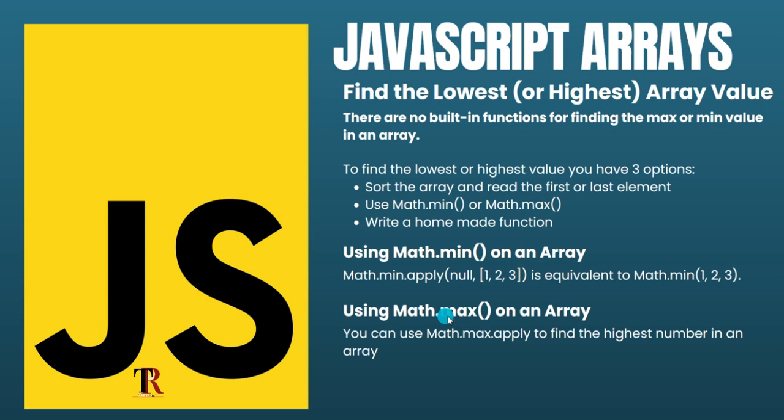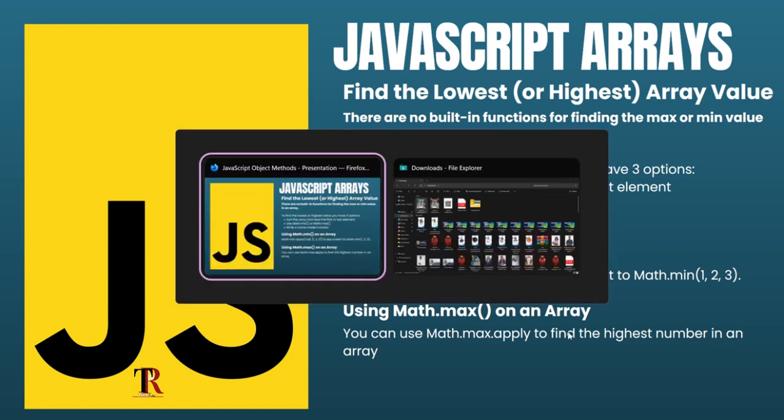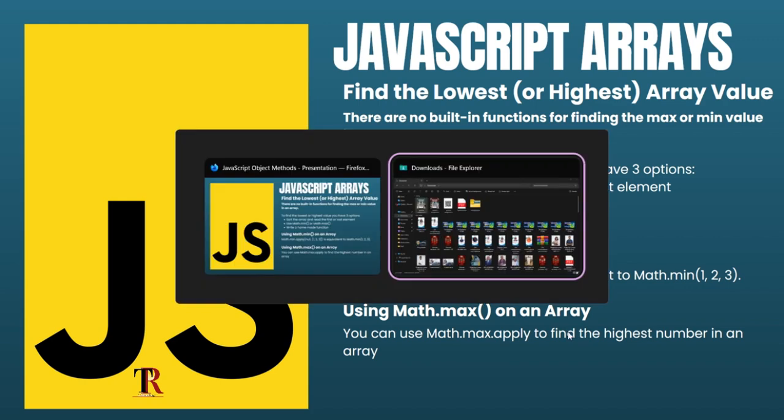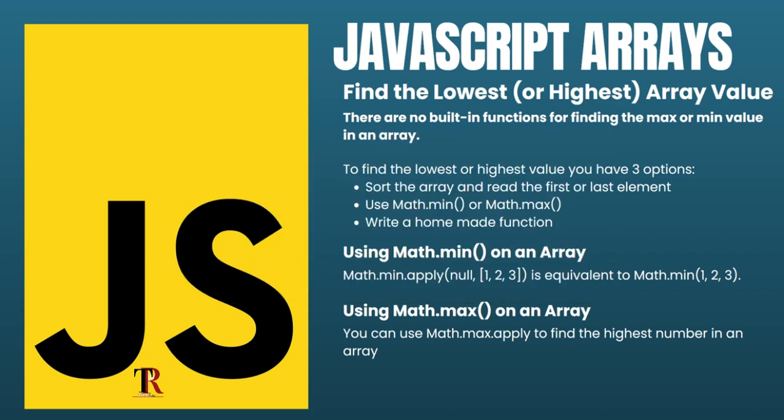And then the Math.max method can be used to find the highest number in an array. So one can be used to find the lowest array value, and the other can be used to find the highest array value. So let's look at an example for each in my code editor.